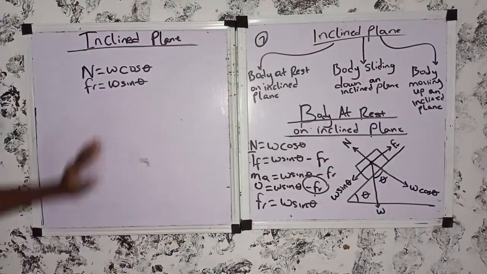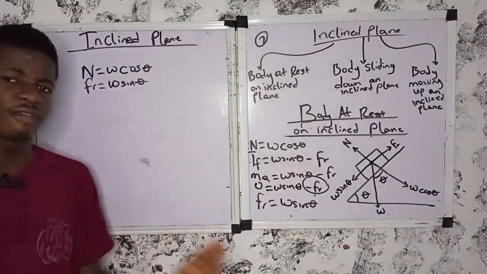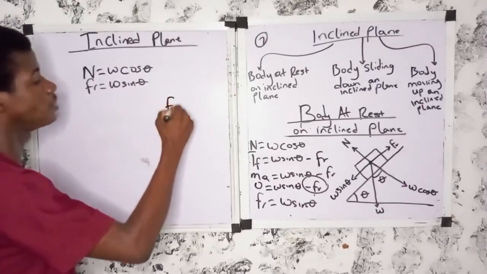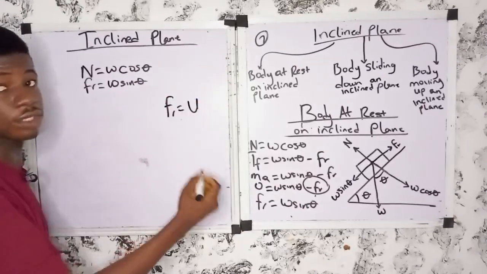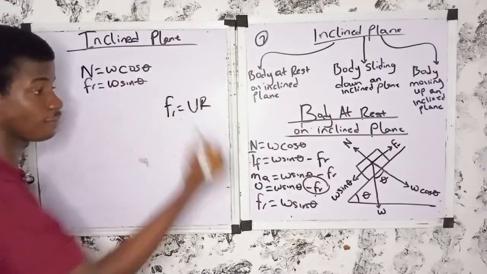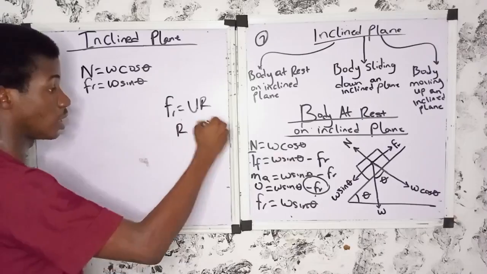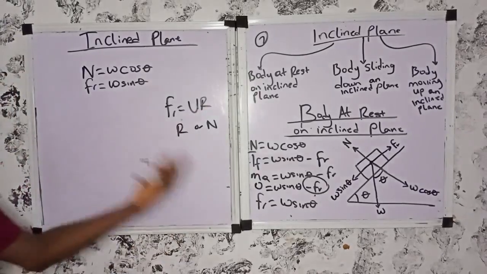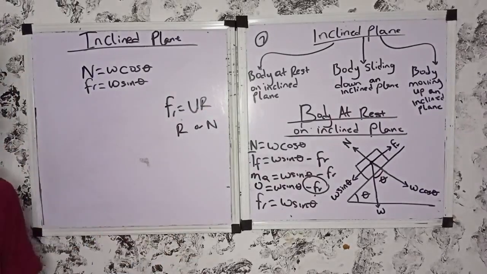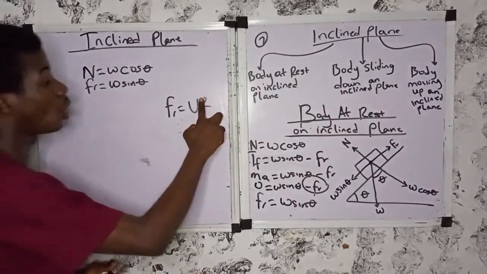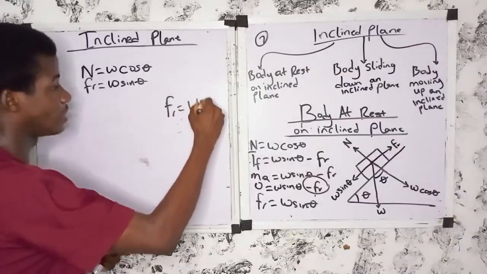Now, what is the formula for frictional force? I gave it to you guys previously. The frictional force is equal to the coefficient of friction times the normal reactional force. I told you guys that the normal reactional force can also be represented by an arrow or the capital letter N. You can decide to use the arrow or N, right?